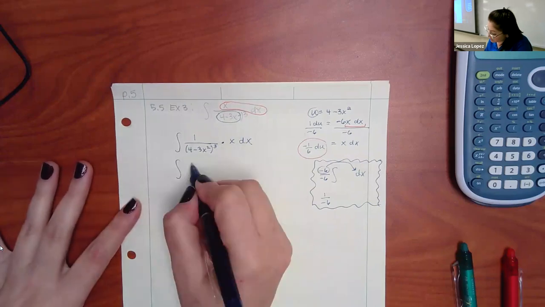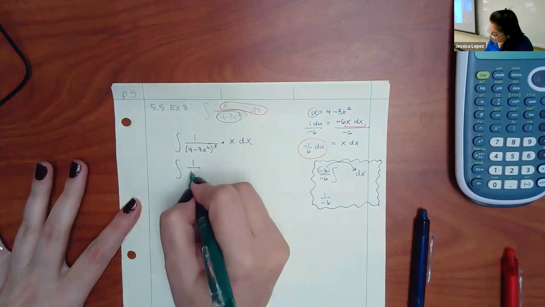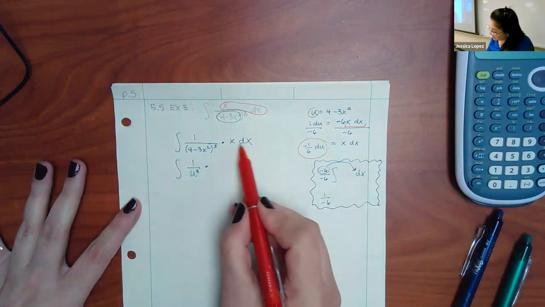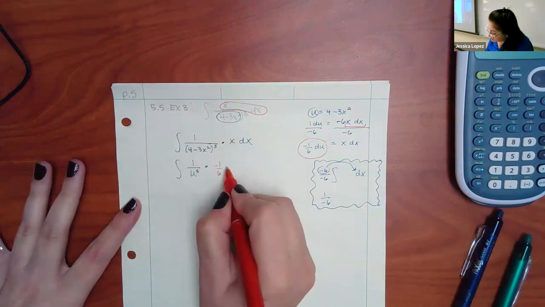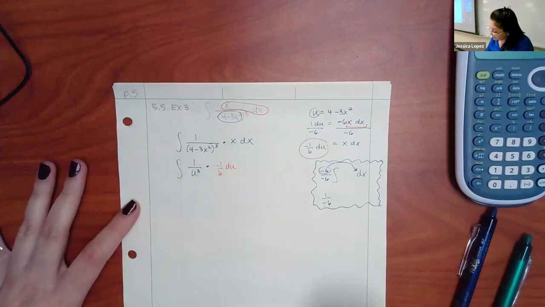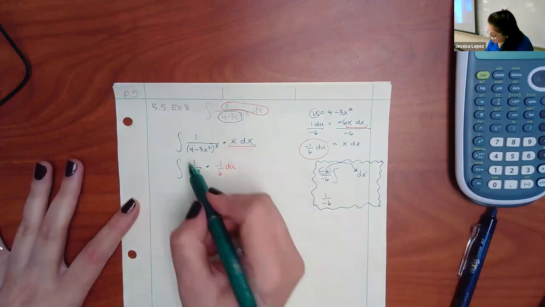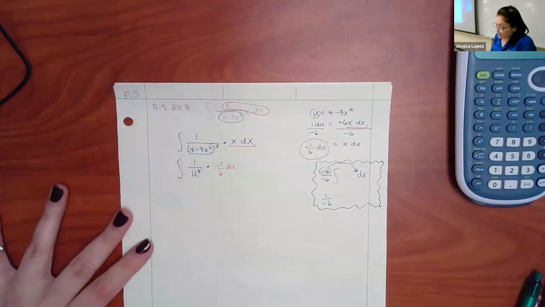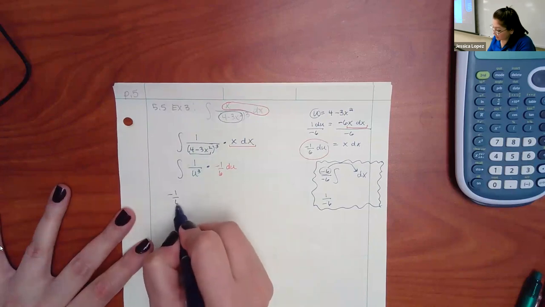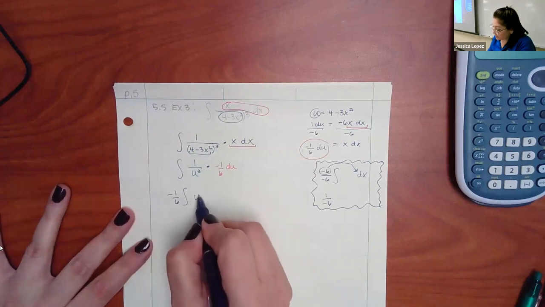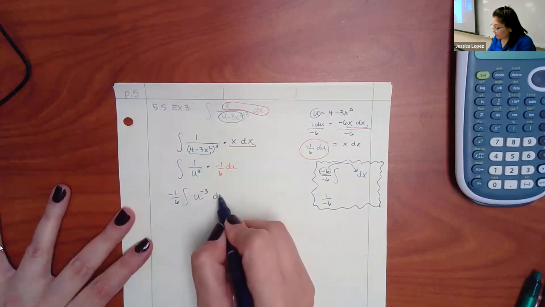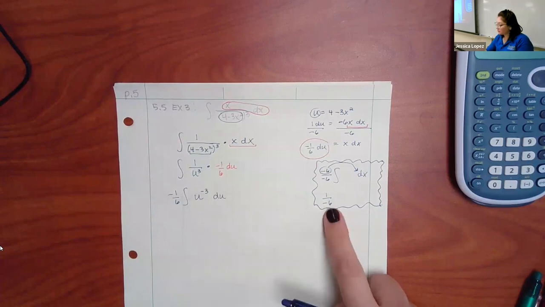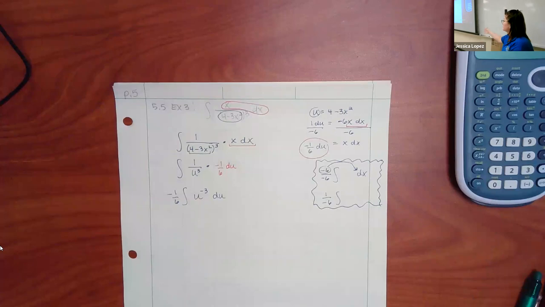So then now what I'm going to do is this green stuff is going to become u, and then this stuff is going to become negative 1/6 du. And then I can take this 1/6 out to the front. And here I'm going to write u to the negative 3 so that I can use the power rule. Notice I have that 1/6 in the front, don't I? Just like I would have if I'd have done it the other way.